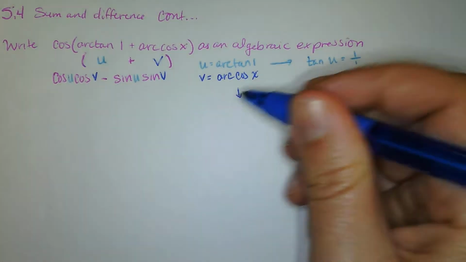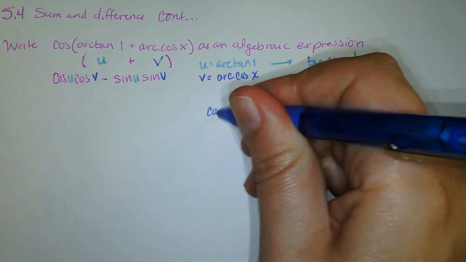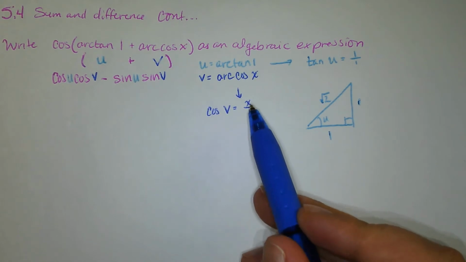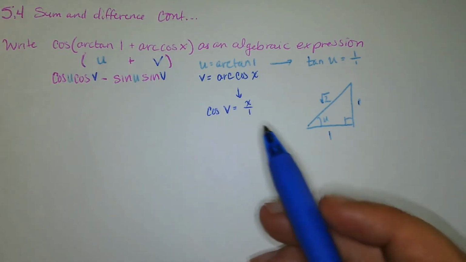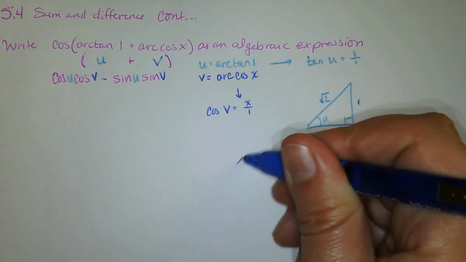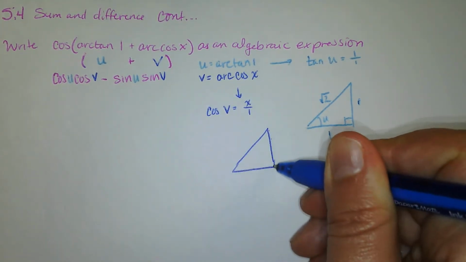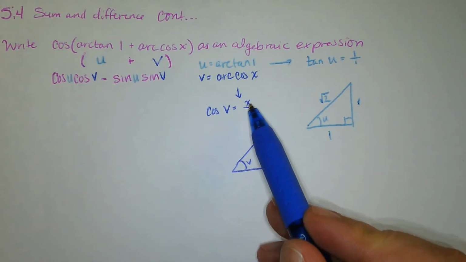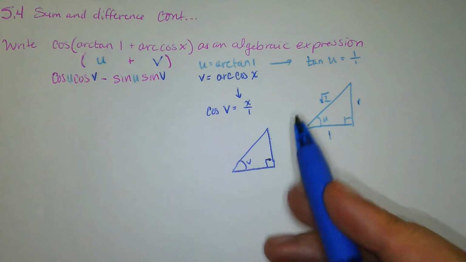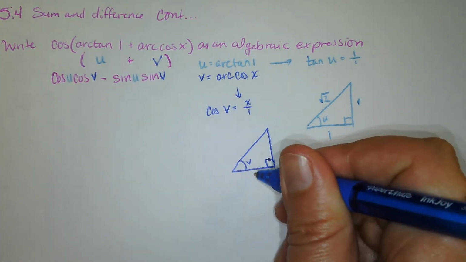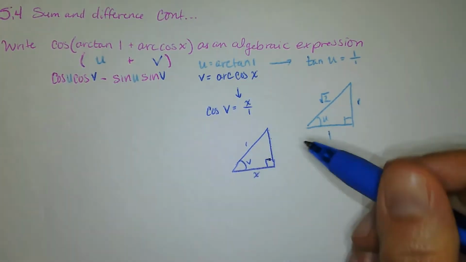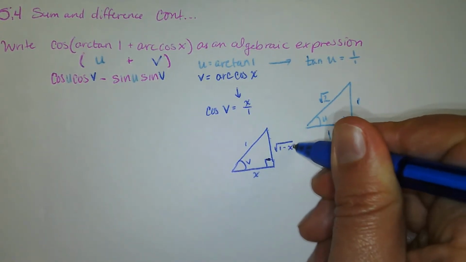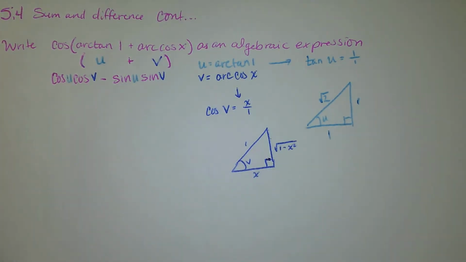All right, same thing with this one now. V equals arc cosine of x means that cosine of V equals x over 1. Remember, whenever I'm looking at these ratios, I want to see them as a ratio, so I put them over 1. So this triangle would end up being, it doesn't have to be drawn to scale or anything, so angle V, cosine is adjacent over hypotenuse, so the adjacent side is x. The hypotenuse is 1, and if I do a Pythagorean theorem, it's going to be the square root of 1 minus x squared. Okay?